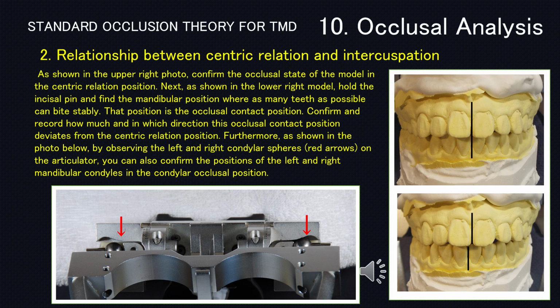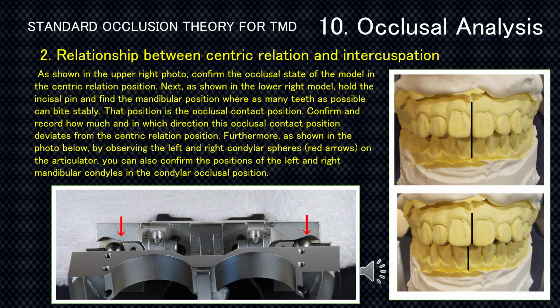2. Relationship between centric relation and intercuspation. As shown in the upper right photo, confirm the occlusal state of the model in the centric relation position. Next, as shown in the lower right model, hold the incisal pin and find the mandibular position where as many teeth as possible can bite stably. That position is the occlusal contact position. Confirm and record how much and in which direction this occlusal contact position deviates from the centric relation position.